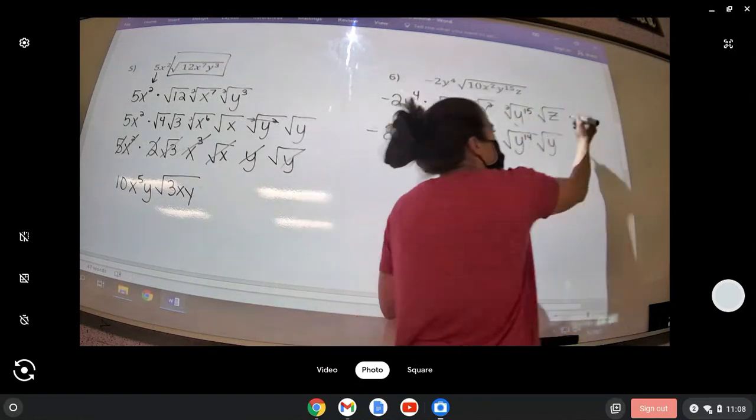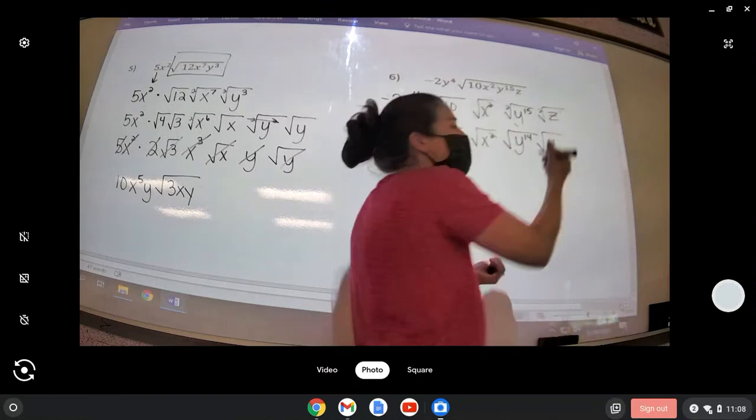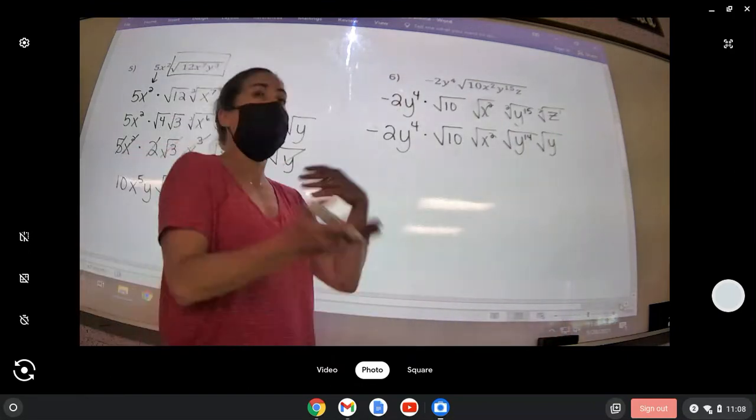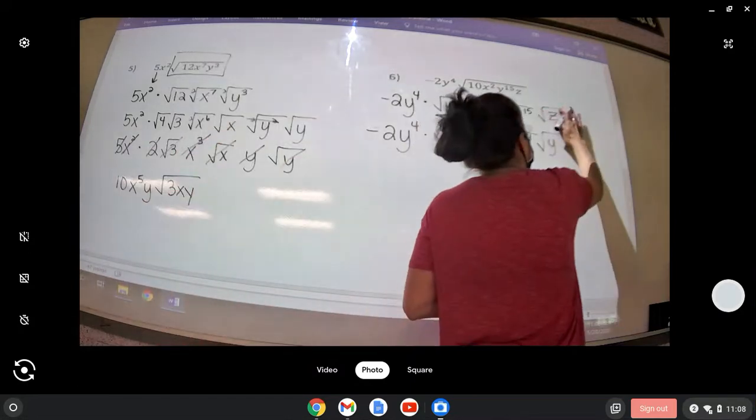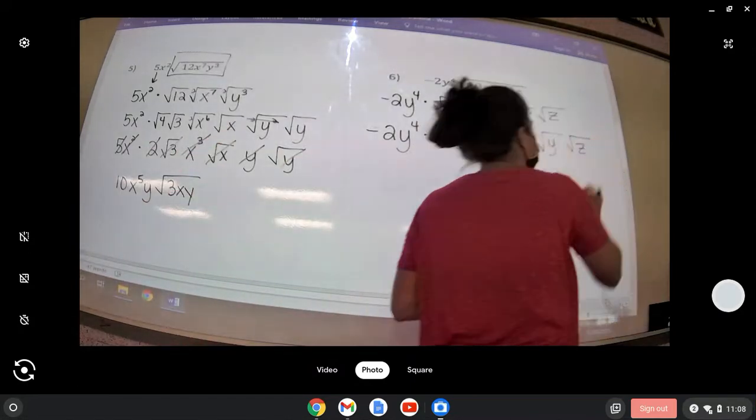And then the square root of z, guys, a power of 1 and a root of 2. 1 doesn't divide by 2, and nothing smaller than 1 divides by 2, so he's already simplified. You're not breaking anything out there. He's going to stay the square root of z.